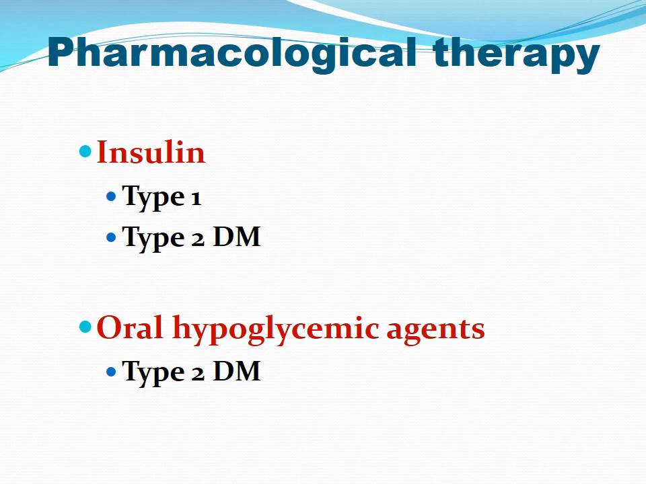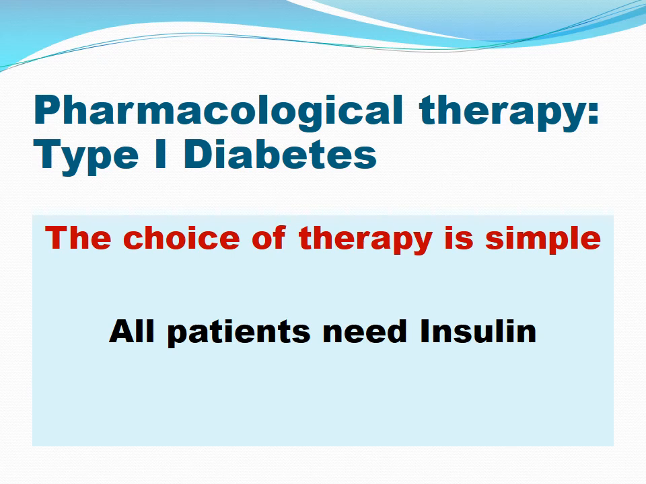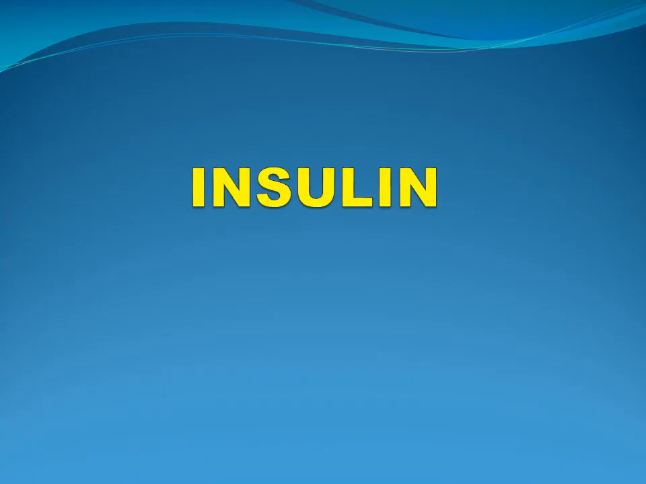Pharmacological therapy. We have two types of therapy: insulin treatment, usually given for type 1 diabetes and in the late stages of type 2 diabetes; and oral hypoglycemic drugs or agents, which are used for treatment of type 2 diabetes. Pharmacological therapy of type 1 diabetes. Choice of therapy is simple. All patients need insulin. As we said before, in type 1 diabetes, there is no insulin secreted from beta cells due to their destruction.